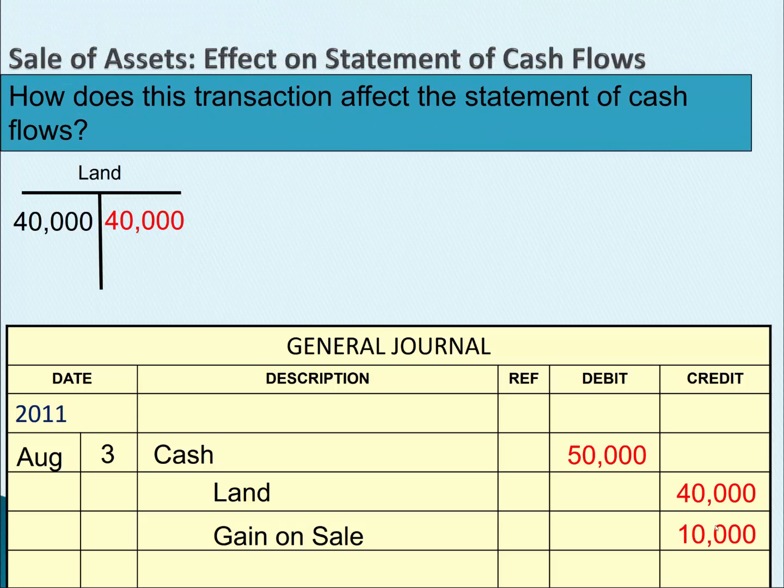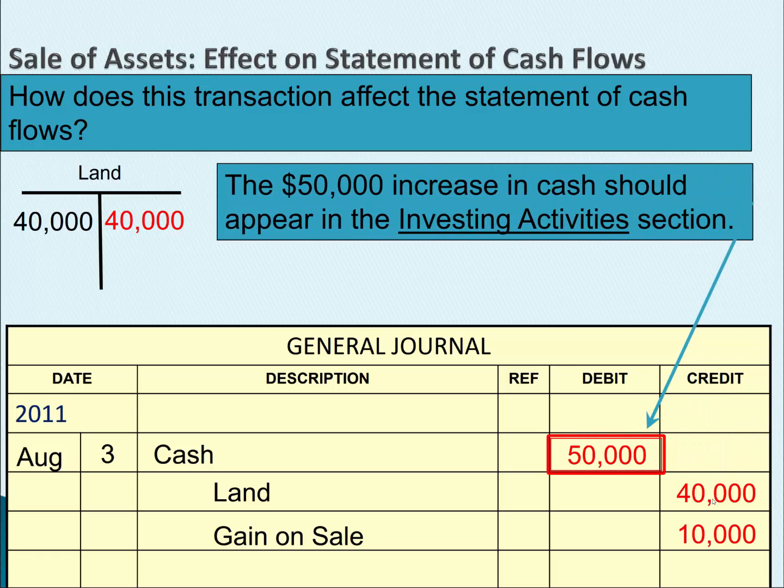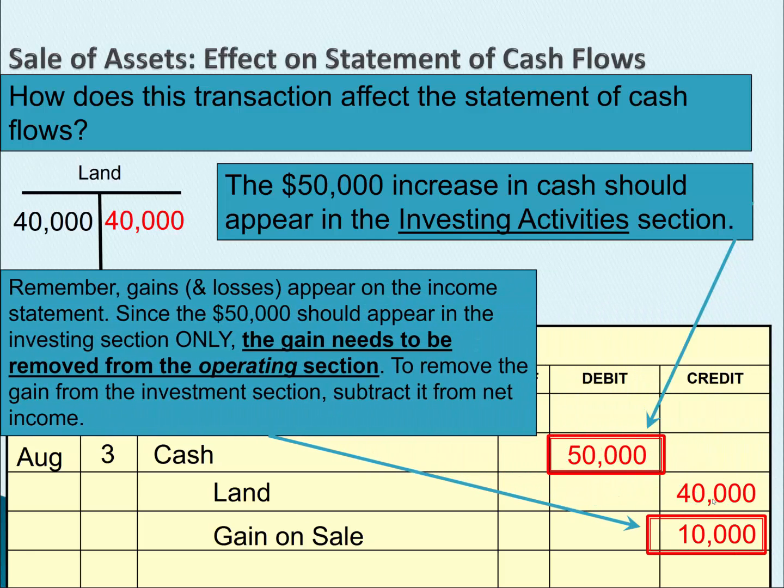So how would this transaction affect the statement of cash flows? Well, let's just look at the cash portion. The $50,000 increase in cash would appear in the investing section, and since cash went up, it would appear as a positive number. But the gain on the sale would have to be backed out of the operating section. Remember that this $50,000 includes the $10,000 gain, so we cannot double count that gain. The $50,000 is already in the investing section, so we have to remove the $10,000 from the operating section because this gain is already embedded in net income, as we talked about in the previous video.